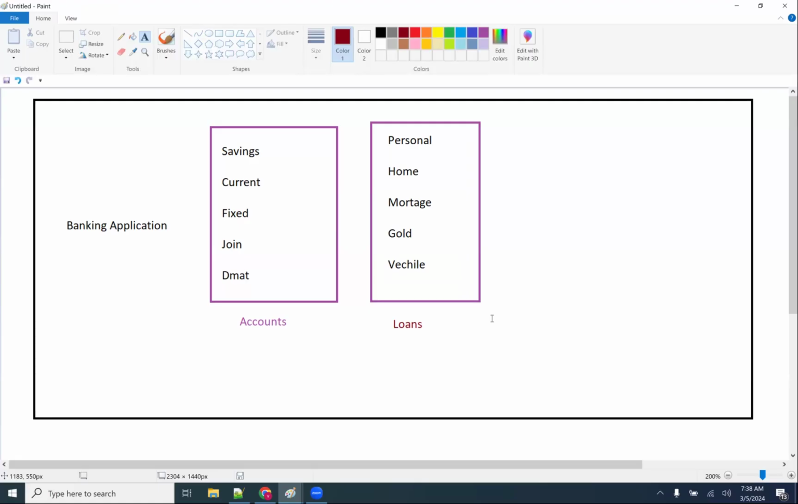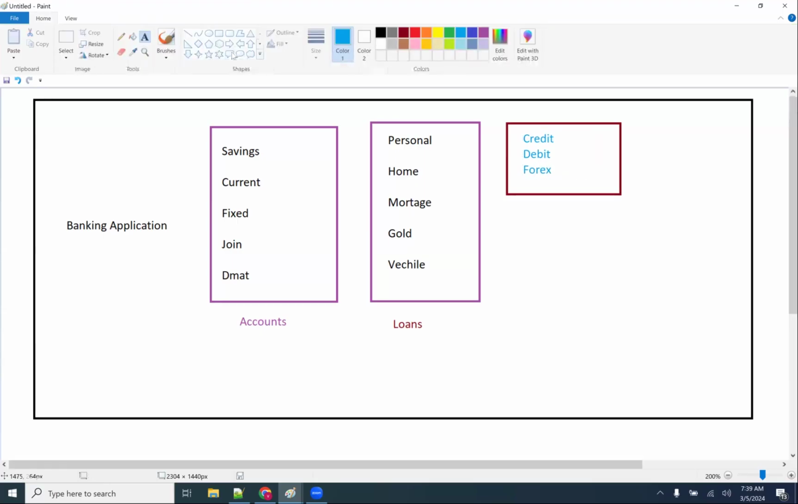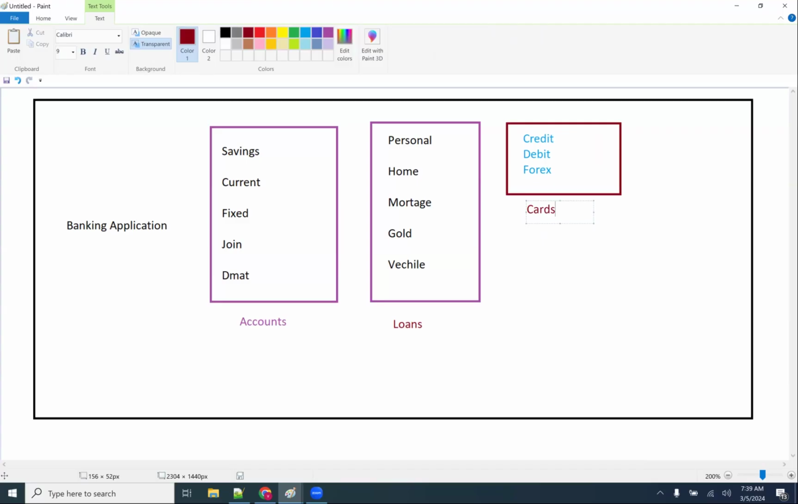Now you need to come up with one more category, guys. Just think about it. Cards. Perfect. Correct. I'll take one more capability, cards, where I can take credit card, debit card, forex, and any other cards, international or whatever it may be. So this is one category. Any other?